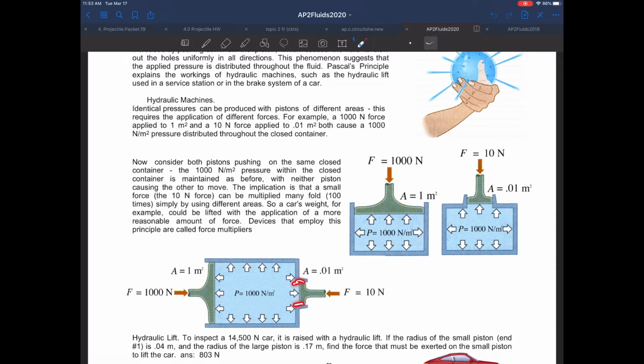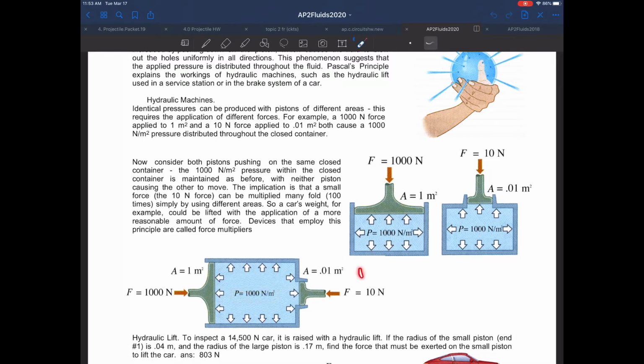You're doing work, I guess, on the system is the best way to put it. And as you push this one in, you're exerting a force on these molecules. But since it's incompressible, those molecules exert force on the other molecules and continue to exert force through the whole container until the pressure is uniform.